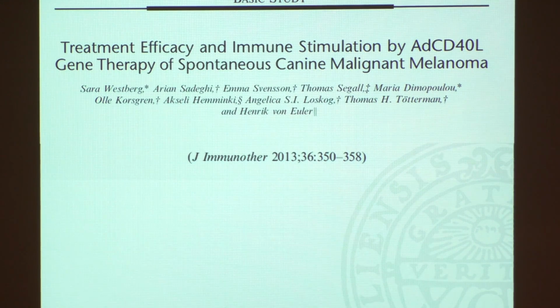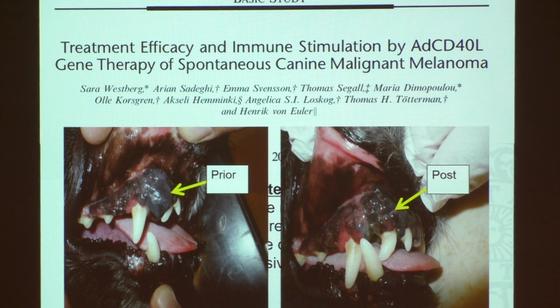About this time, we came in contact with Henrik von Euler, a veterinarian in Uppsala working at the animal hospital, and he wanted to use our virus to treat dogs with melanoma in his clinic. We got permits to do that, and here is one example of a dog that has malignant melanoma in the gum. We gave this tumor 1 injection, and after this, almost the whole tumor was gone.